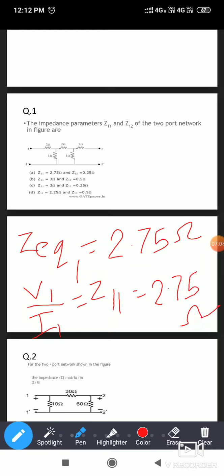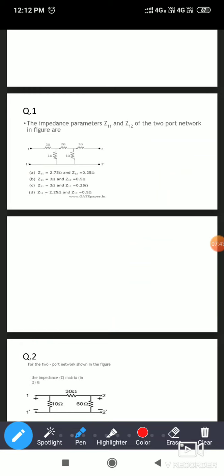So observe the MCQ, observe the options. If you are observing the options, the Z11 value 2.75 is only in one option, that is given in option A. So there is no need to find out Z12. Don't calculate, okay, because you are getting very less time and already you got the answer. Z11 is not repeated in any option except A. So A will be the correct one. In this way you can save time, and within a shortcut time you can find out the answer. Okay.